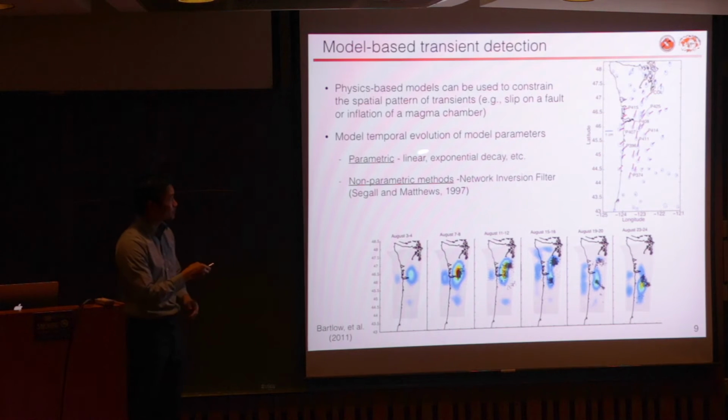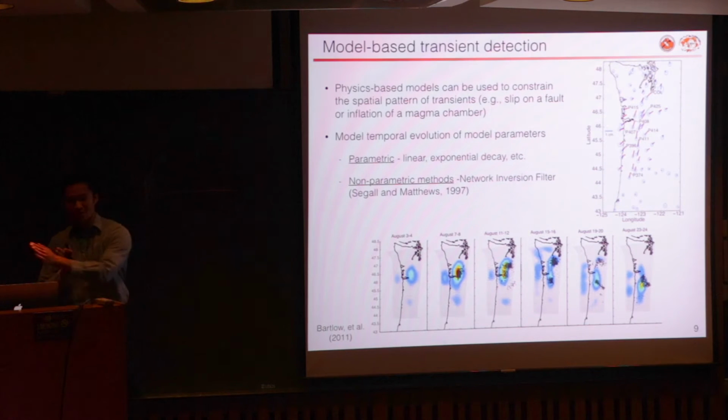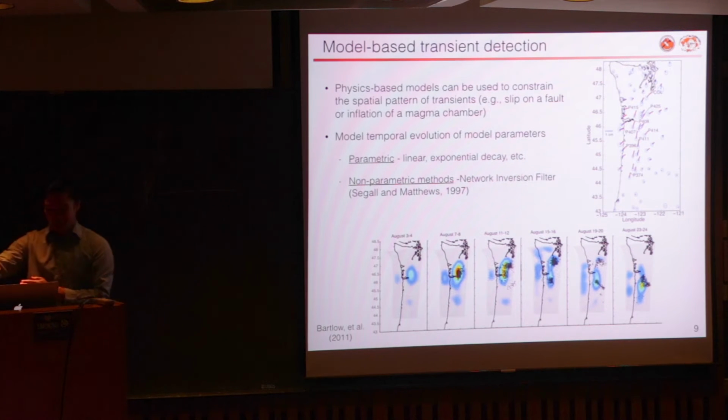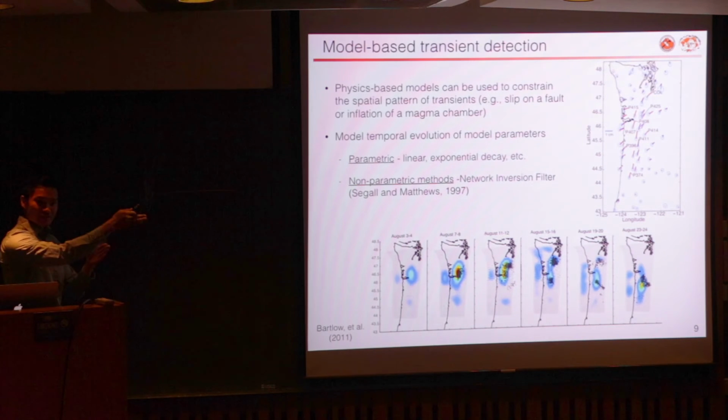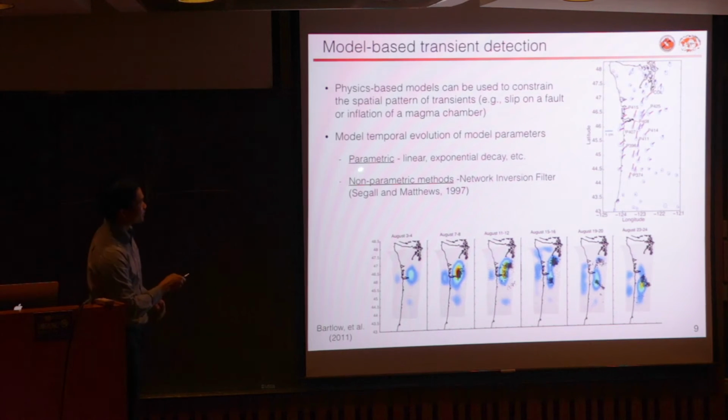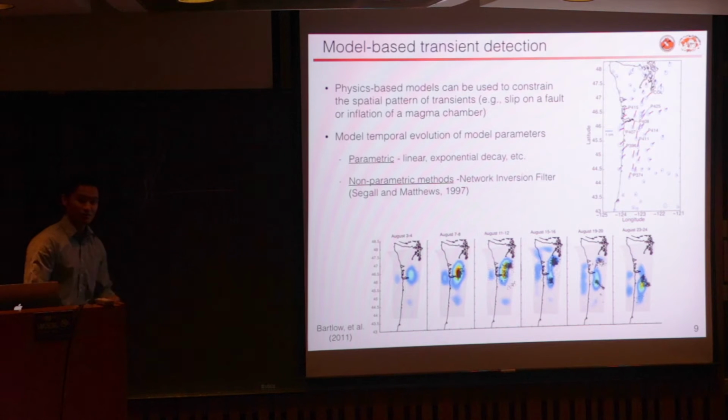And then to model the temporal evolution, you can go with a parametric approach. If you know it's a steady evolution, you can use linear. Let's say it's something like post-seismic decay, you can use an exponential function. But if you don't know what the temporal evolution is, you can use non-parametric methods. And maybe some of you might know about the network inversion filter, which is based on Kalman filtering approaches.